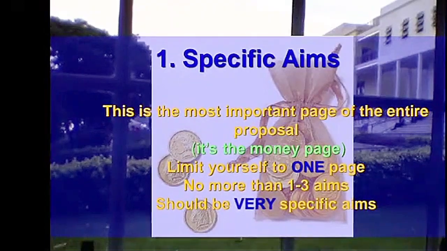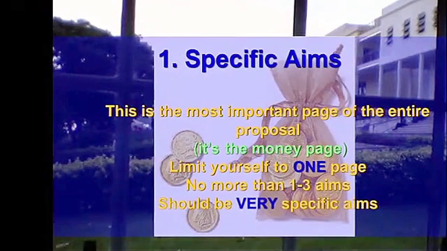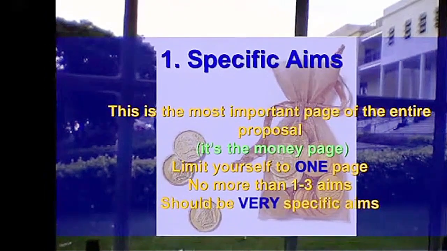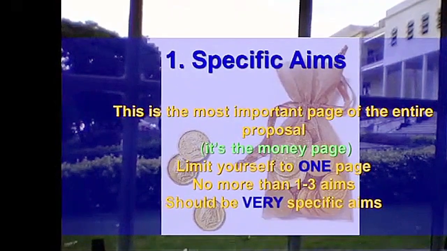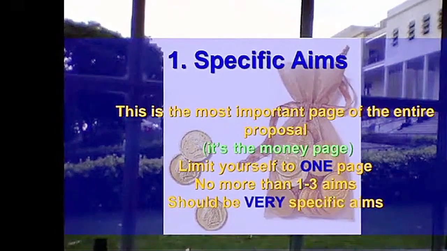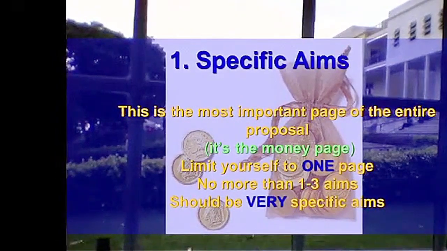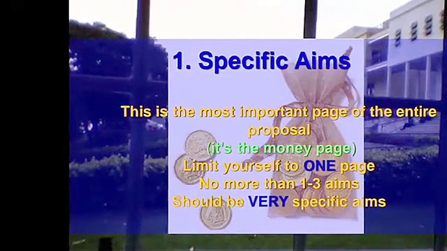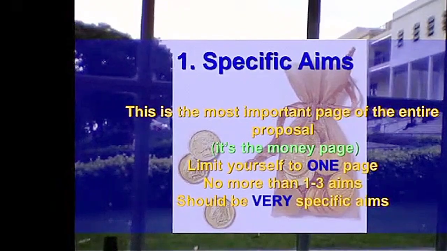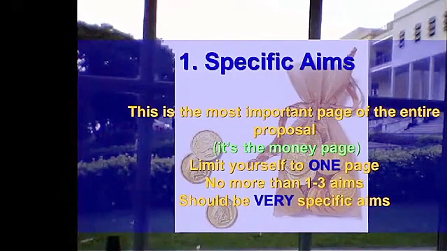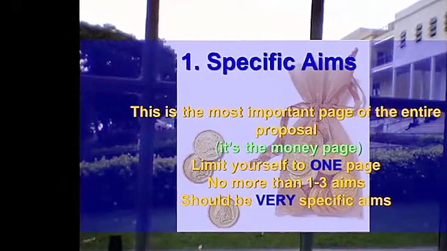The specific aims section should be limited to 1 page and should be limited to 1 to 3 specific aims. Sometimes these specific aims can be presented in the form of a question, a very specific and concise question.